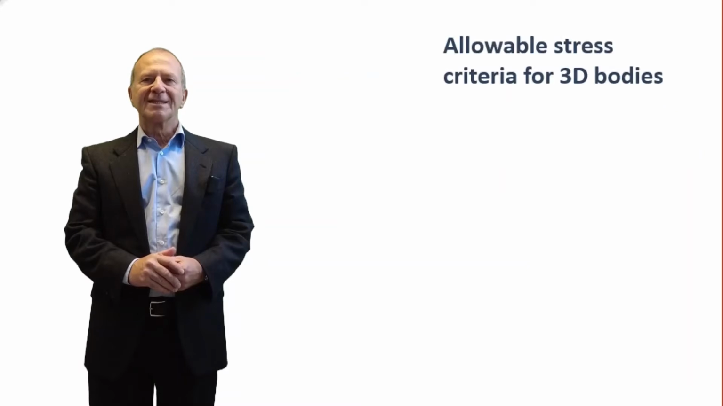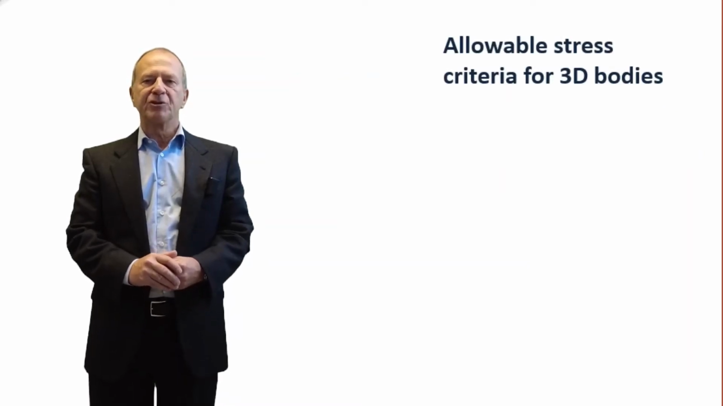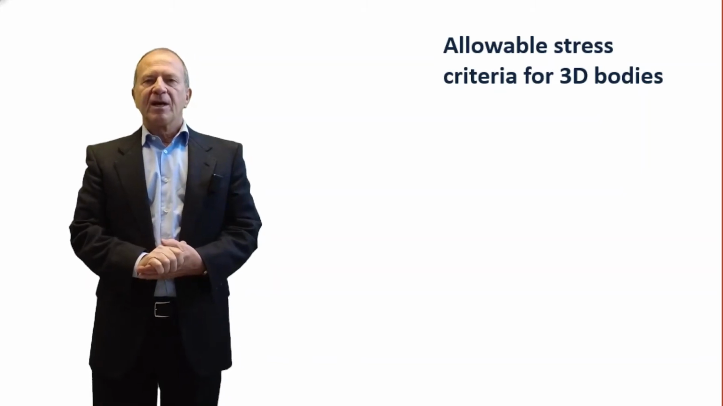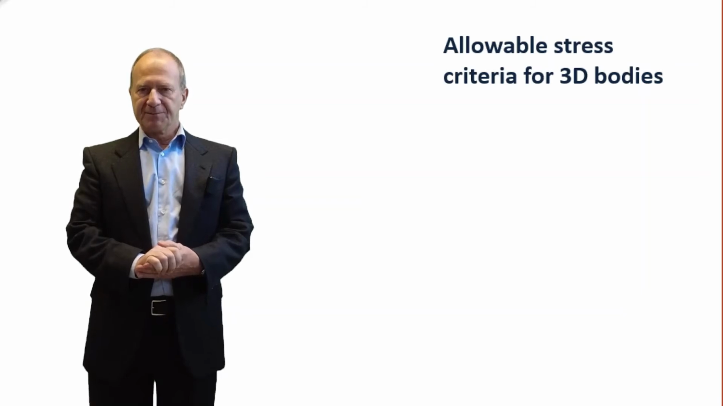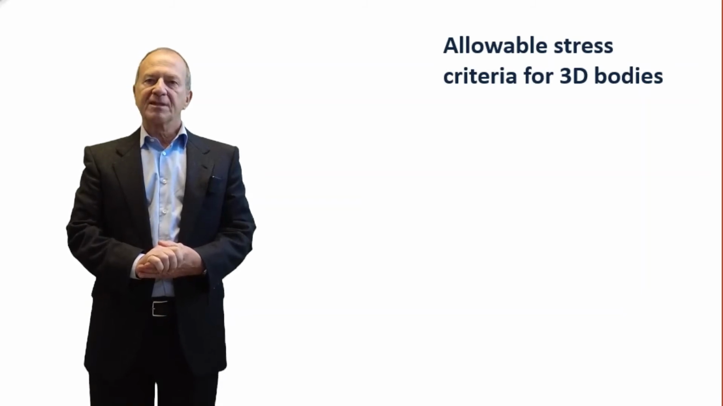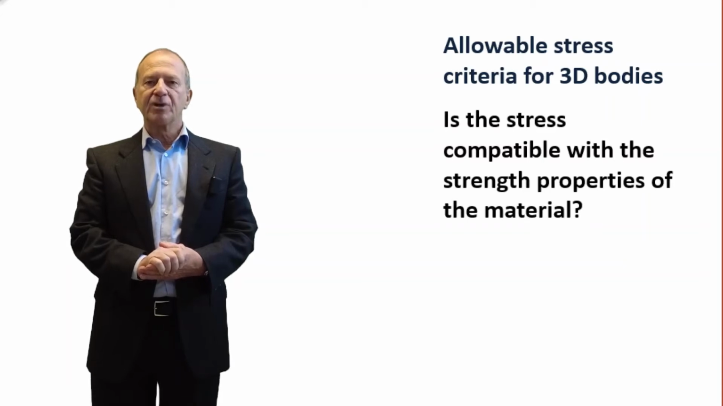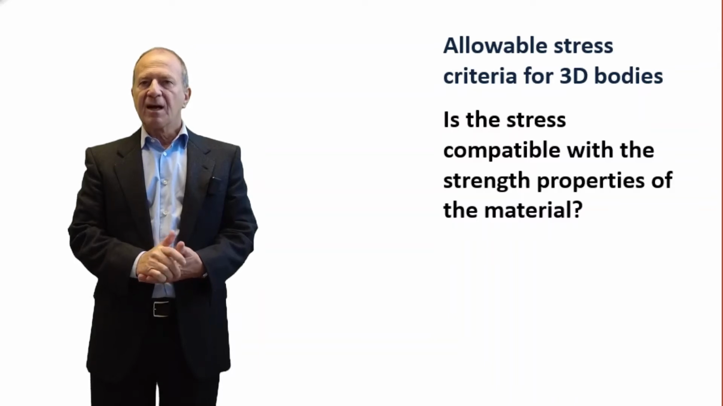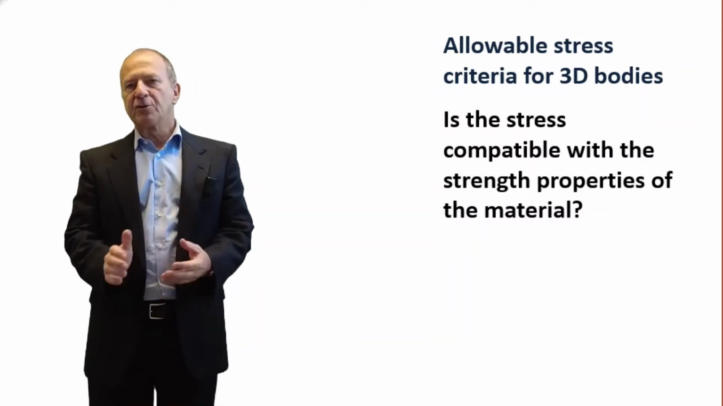This is the first of a series of lessons on the allowable stress criteria for three-dimensional bodies. What is our goal? Well, assume that we have been able to compute the stress in a three-dimensional body. It is now necessary to assess whether or not the computed stress at any point is actually compatible with the strength properties of the material that makes up the body at that point. Otherwise, the material might crack or yield or experience other forms of damage.